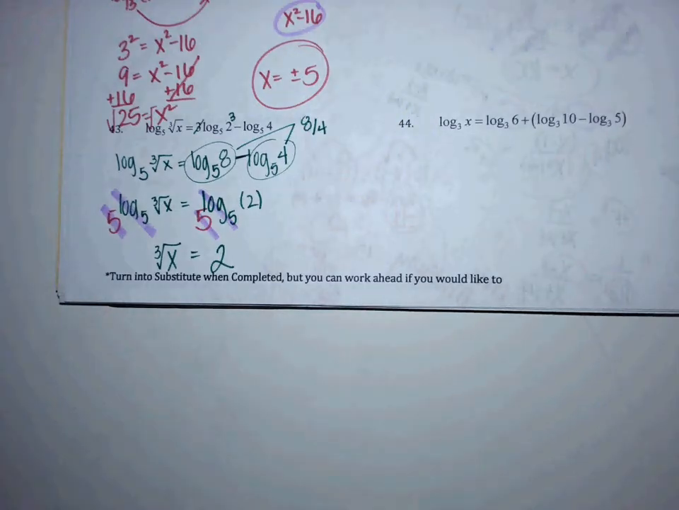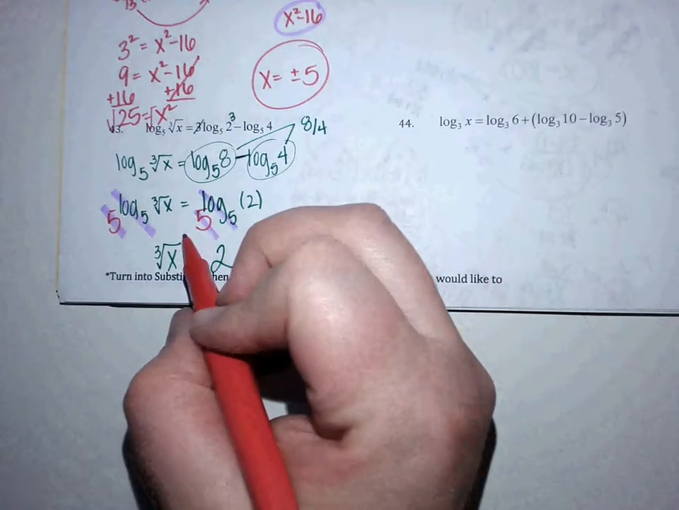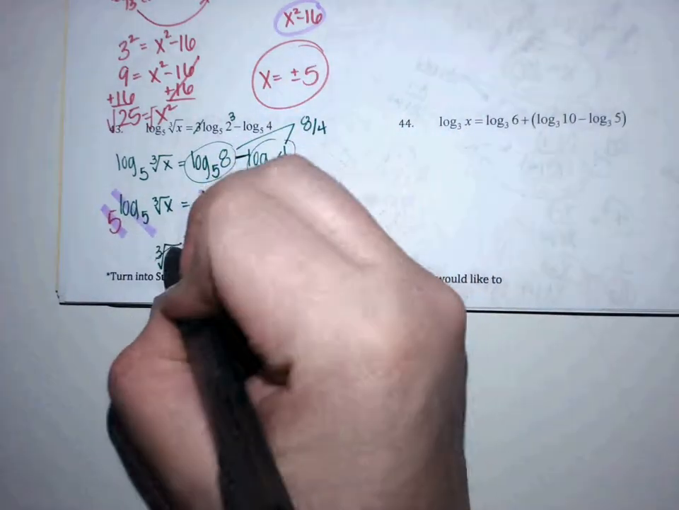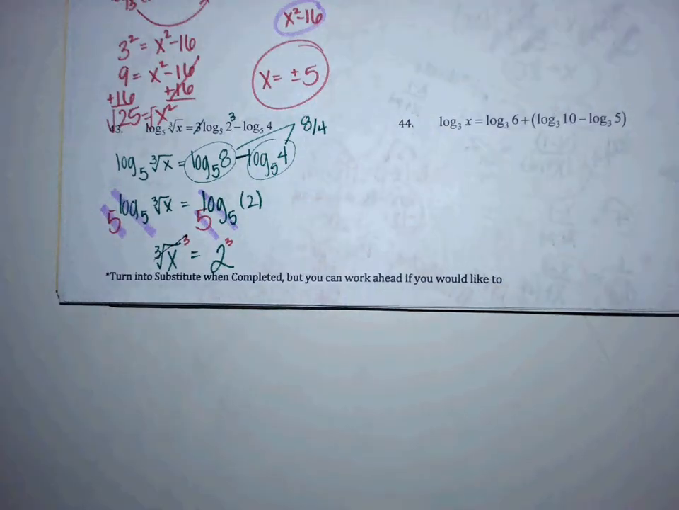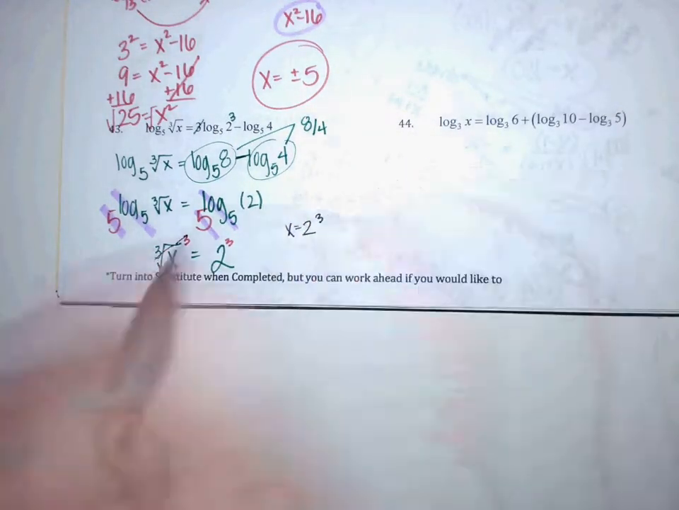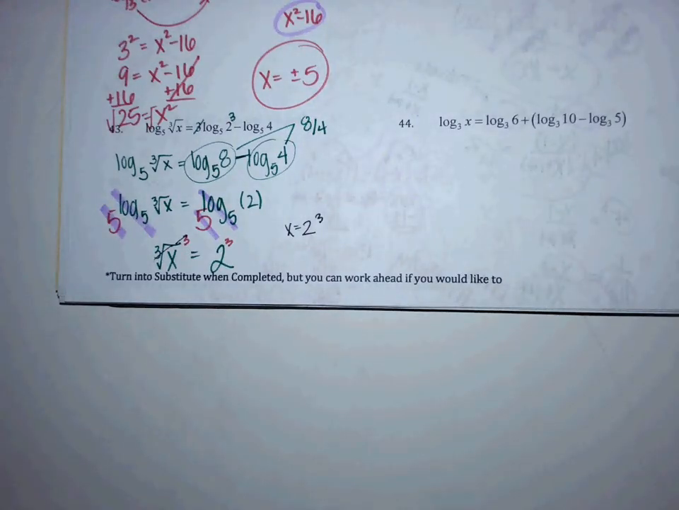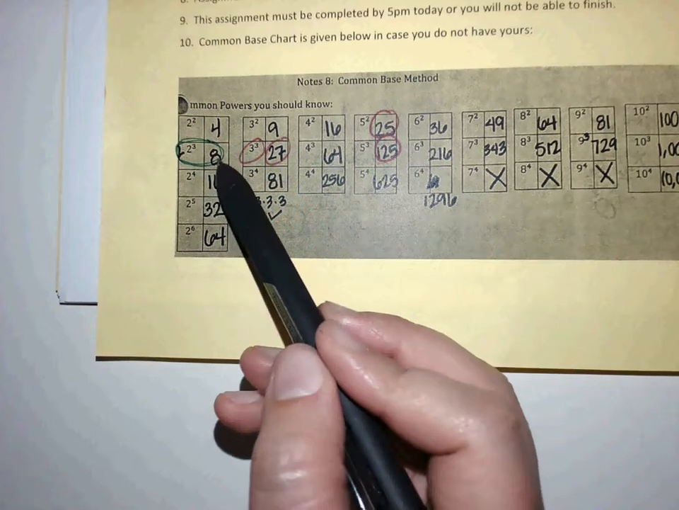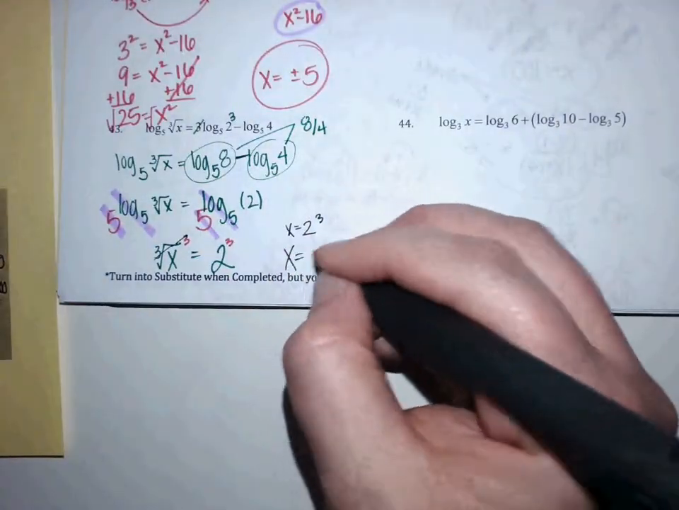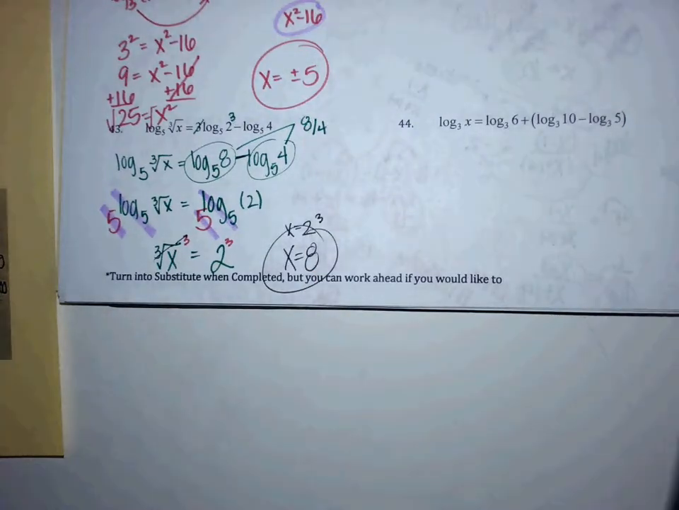Then from there, to get rid of a cubic root, you're going to have to cube and cube. And remember that when you cubic root a cubed function, those guys cross out. So then you have x equals 2 to the 3. Okay, but then we got to turn that into our answer here. So I'm going to pull up my little chart. Remember, what was 2 to the 3? 8. So then x is 8.